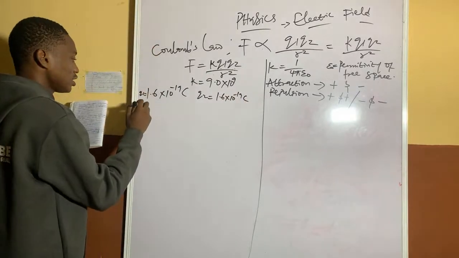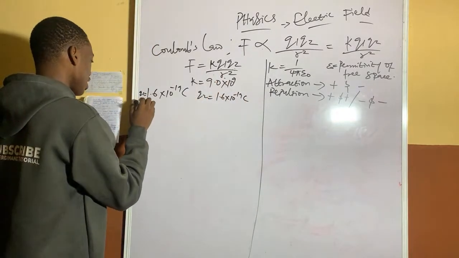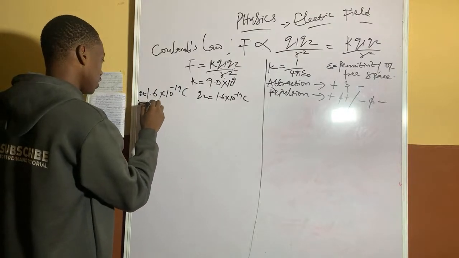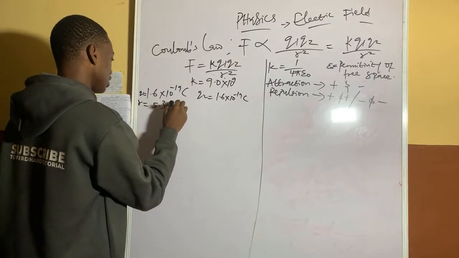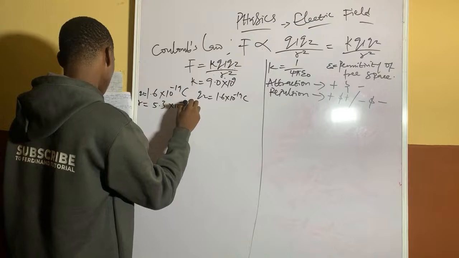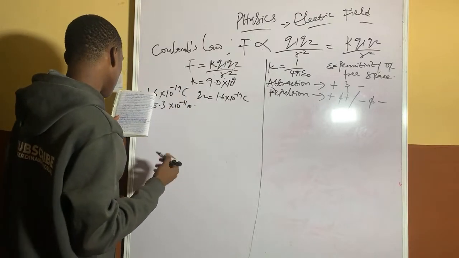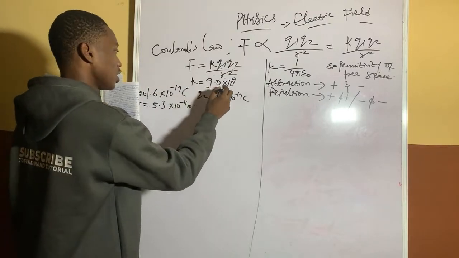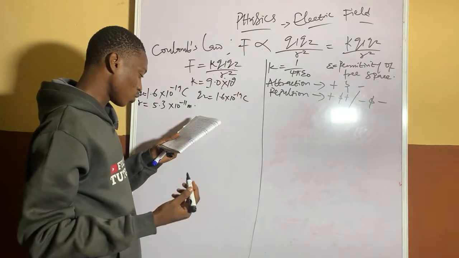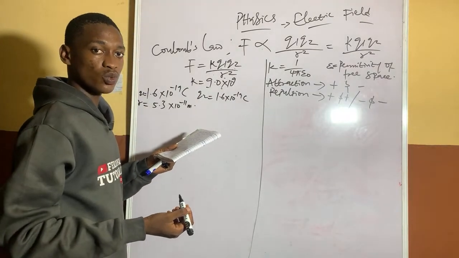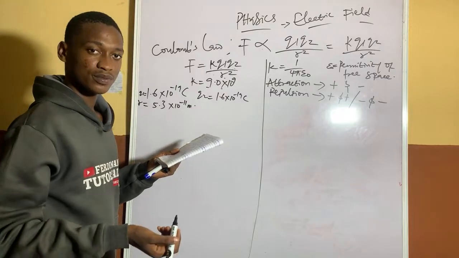Now they say if the distance R between them is 5.3 times 10 raised to power minus 11 meter. Now they gave me, say take K is equal to this. This is a constant, K. We're not going to change it. Are we there now? This is a constant of K.